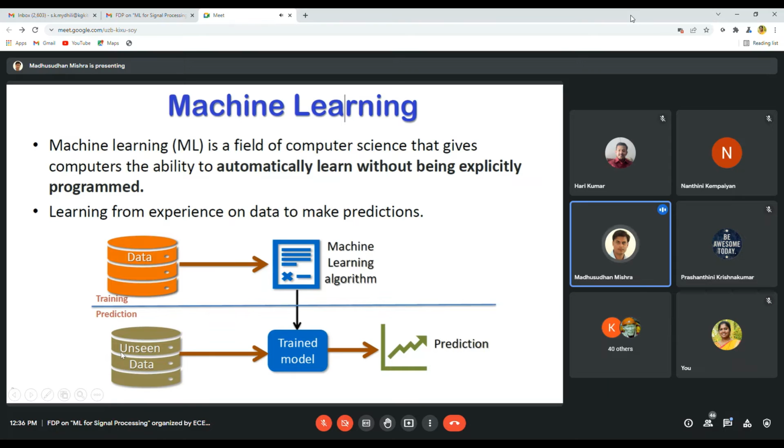Then we will give unseen data to test whether our trained model works correctly or not. If we give data here, it will match certain characteristics which it has learned. If it matches with that, it will say that this comes under that category. So this is the working principle of machine learning.